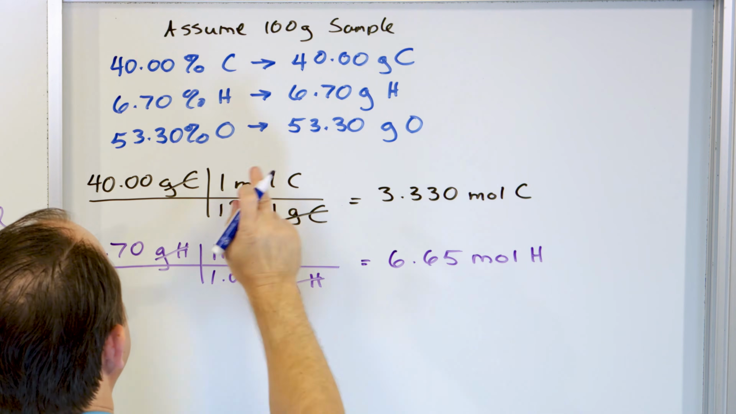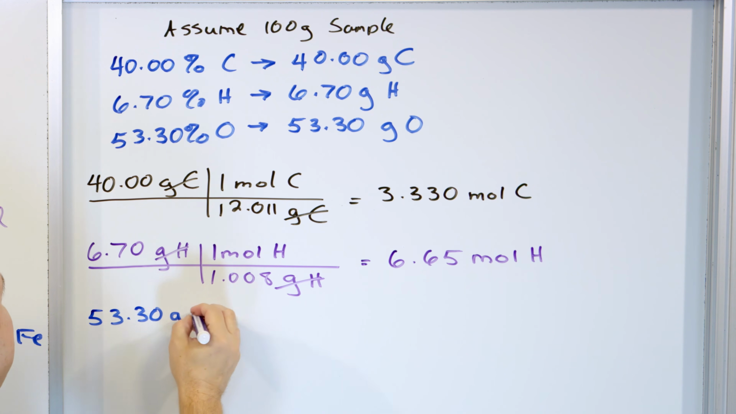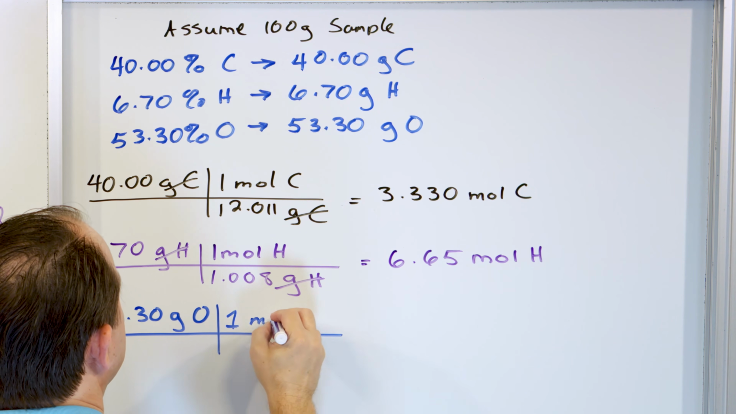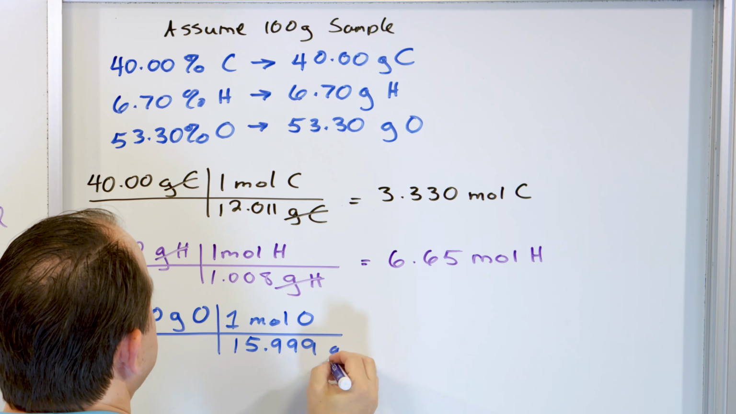All right, moving right along, I have 53.30 grams of oxygen. How do I convert that to moles? I know that 1 mole of oxygen is 15.999 grams of oxygen.